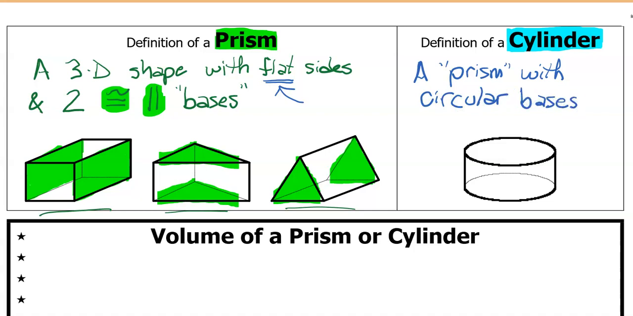But it's still the same idea that we have congruent parallel bases. We just don't have those flat sides anymore. But for a cylinder, it's kind of tuna can shape. I have a circle on top and then a congruent parallel circle on bottom. So cylinders work basically the same way as prisms, but we give them their own name, just like circumference versus perimeter, just because we don't meet that one requirement for flat sides. Cylinders have rounded edges and rounded sides.